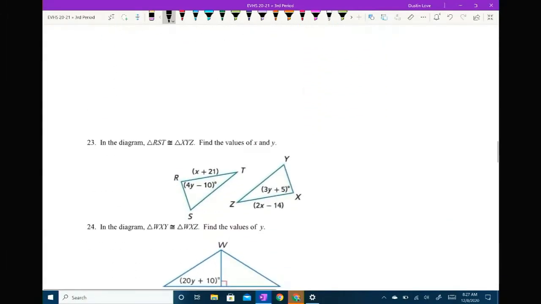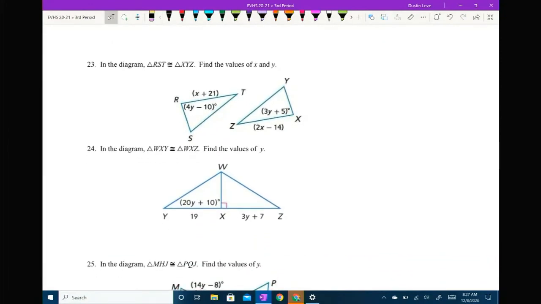Moving on to 23. RST is congruent to XYZ. Find the values of both x and y. Okay, so I'm looking at this, and I've got angle R marked right here. R is in the first position, and so is X. So I know that angle X and angle R are congruent, which is really convenient because they both have the y's on them. So I'm going to set up that equation.